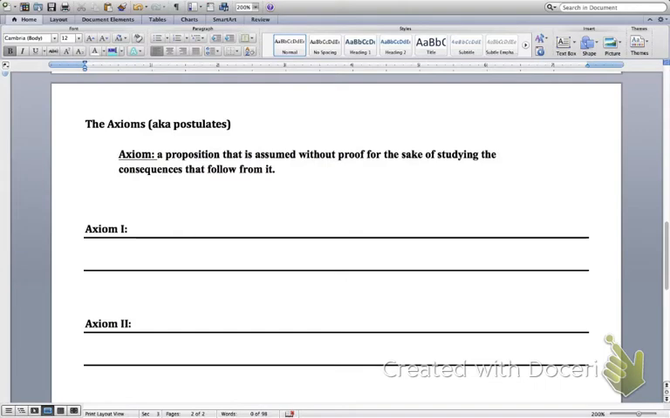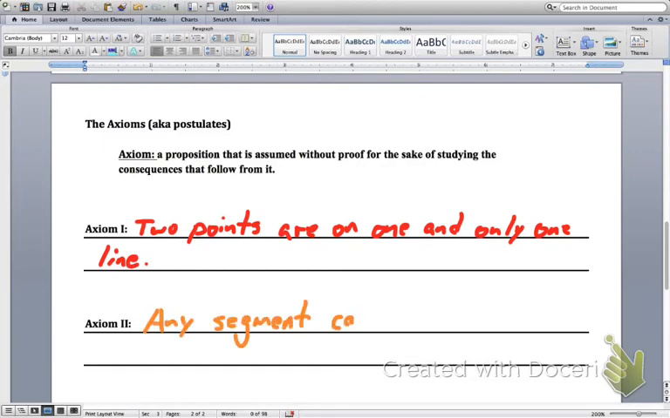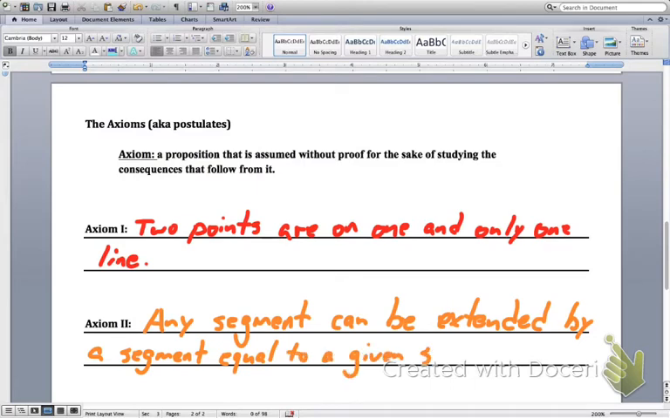So what's Axiom 1? 2 points are on one and only one line. You've all heard that, I'm sure, before, that 2 points form a line. So what's Axiom 2? Any segment can be extended by a segment equal to a given segment. So that's all that's saying is you can take one line segment and extend it any distance. It's not saying you're going to extend it the same distance. You're basically going to extend it any distance you want.